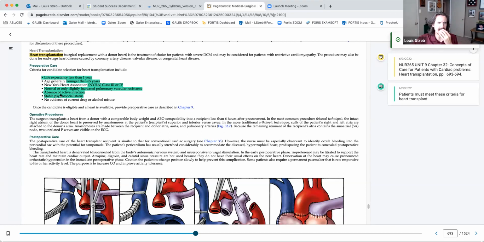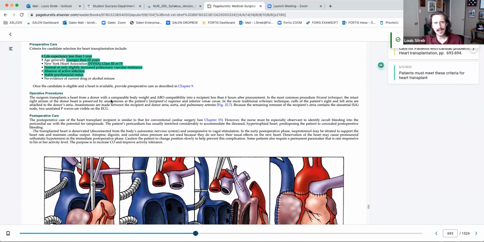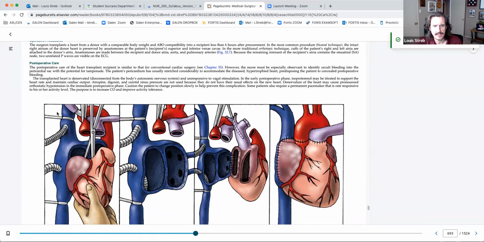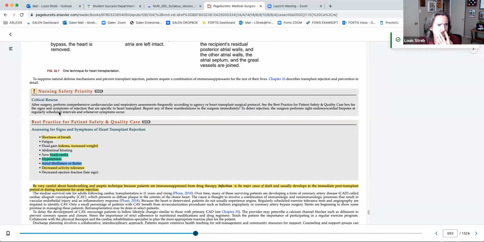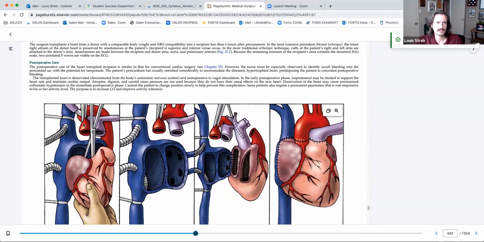Has to be an absence of active infection because that's not going to go well for you. And you have to have psychosocial stability, meaning if you're on any kind of antipsychotic meds or anything like that, you have to be on those prior to being a candidate for heart transplant. So there's a lot going on here. You can think about your pre and your post-op stuff. So post-operatively, we're going to worry about a few things. For me, when we think about post-operative, of course, there's going to be the same things we always talk about: perfusion, cardiac output, the things that we already know.